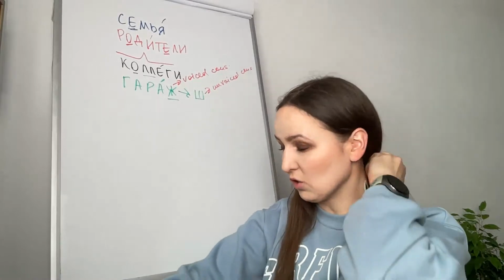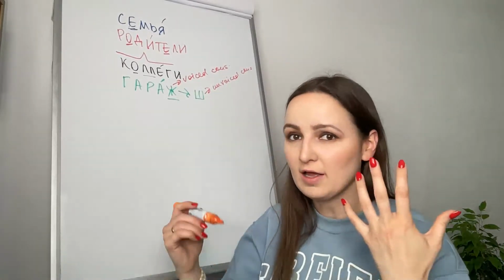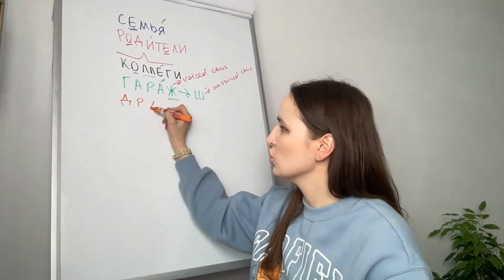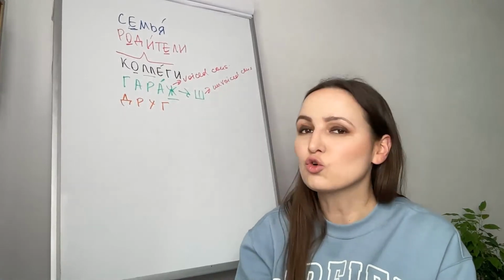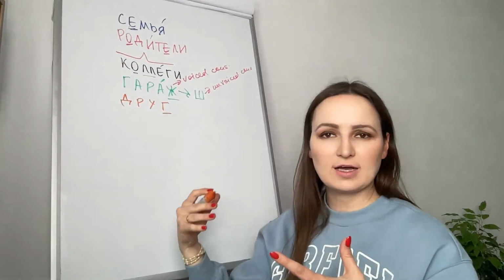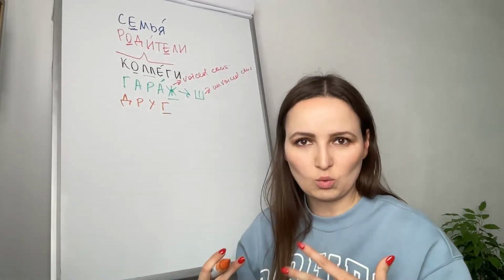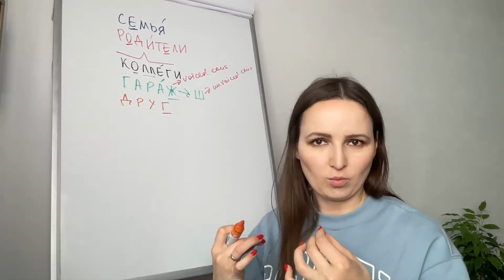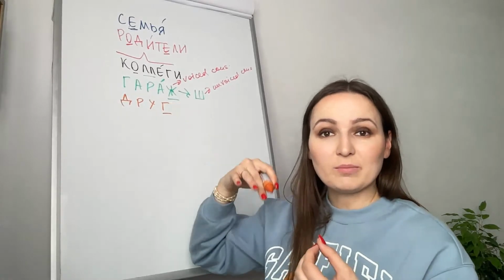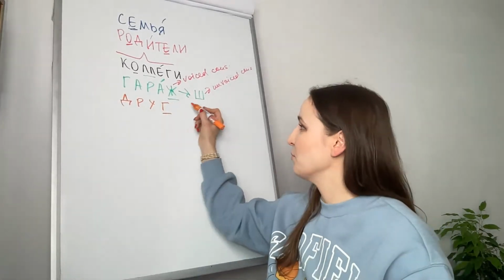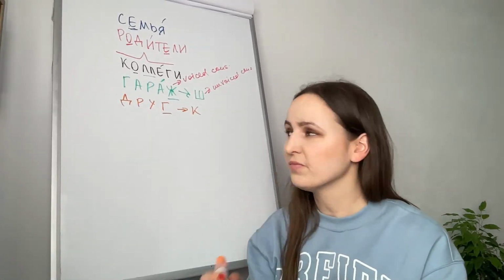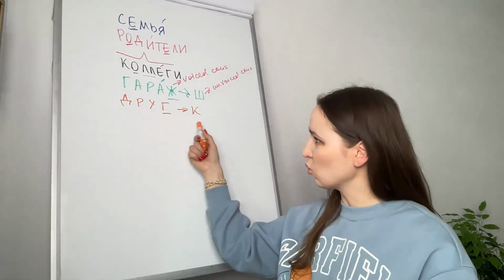Another example with voiced consonant would be друг, a friend. You know this one, right? This word, друг. You can hear that I don't pronounce g here. I don't say друг, because it's a little bit complicated to say that. So g, voiced consonant, will become unvoiced k. K. Друг, not друг.